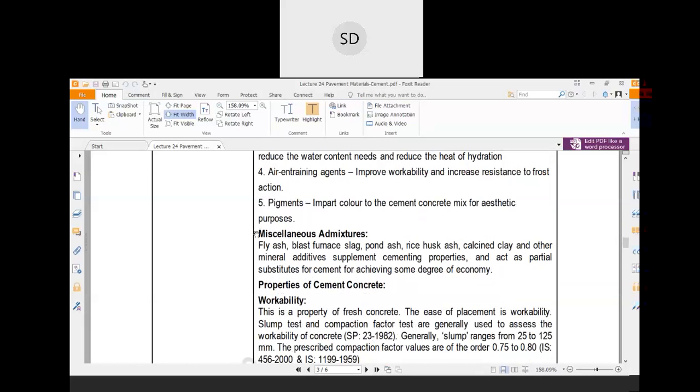Now, apart from this, there are other types of admixtures also, like fly ash, blast furnace slag, pond ash, rice husk ash, etc. Basically, these miscellaneous admixtures have cementitious properties, and they are sometimes used to replace a portion of the cement in concrete or mortar mixtures.